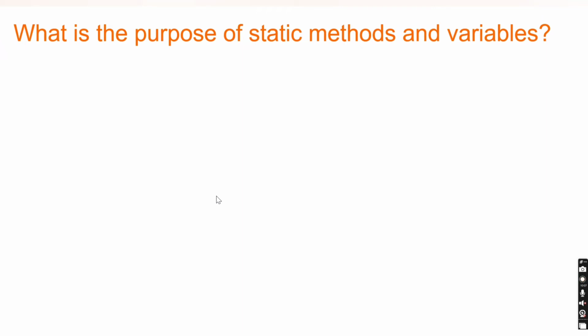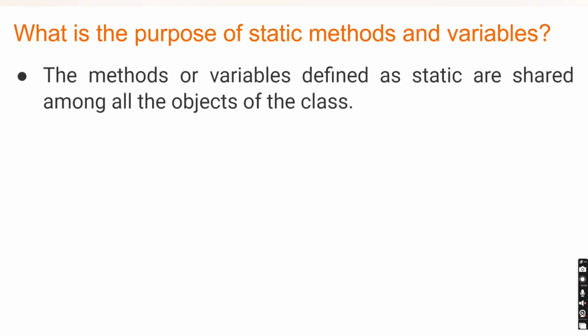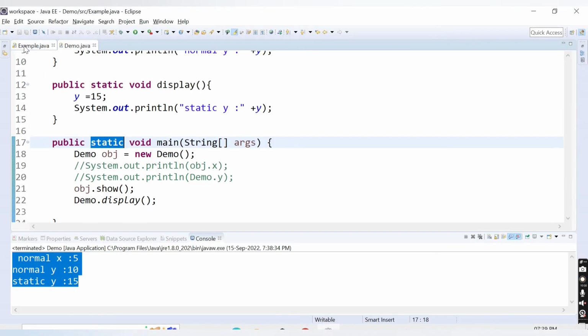So before that, moving towards the next question, what is the purpose of static methods and variables? So the method or variable defined as static are shared among all the objects of the class. So as we have seen in the previous video as well, while making the number of count of objects created inside the class, that particular static variable was shared among all the objects. Let me show you that also.